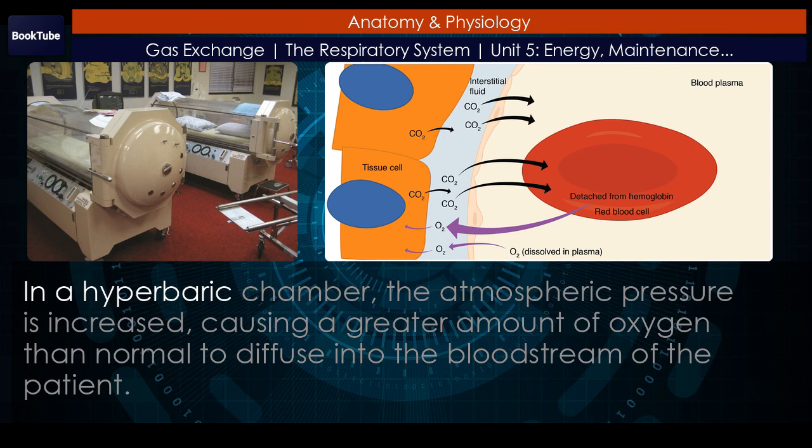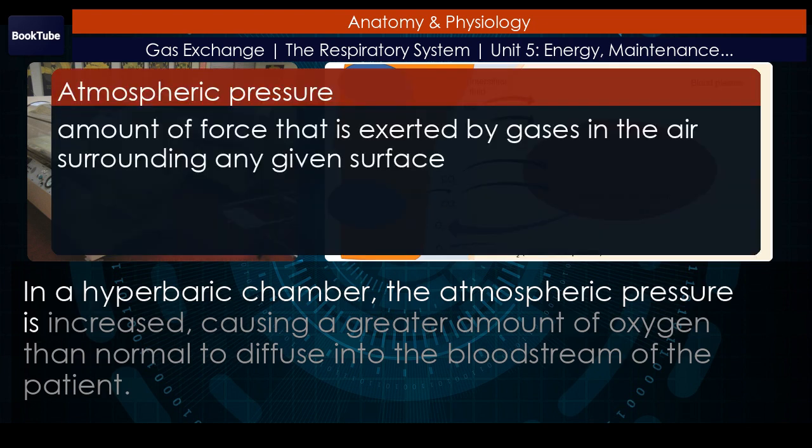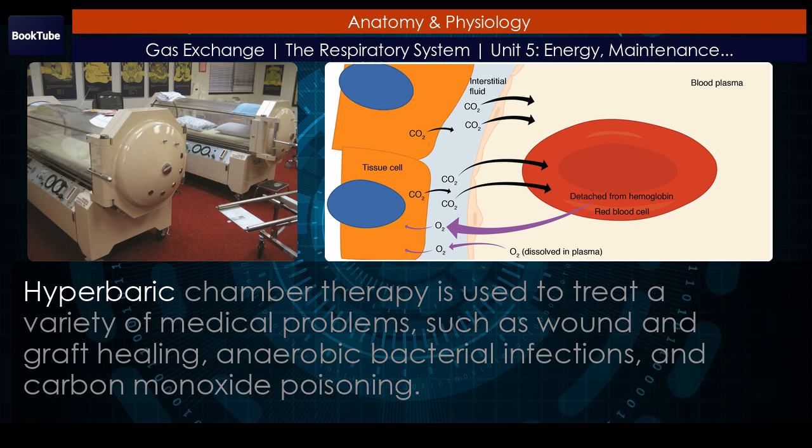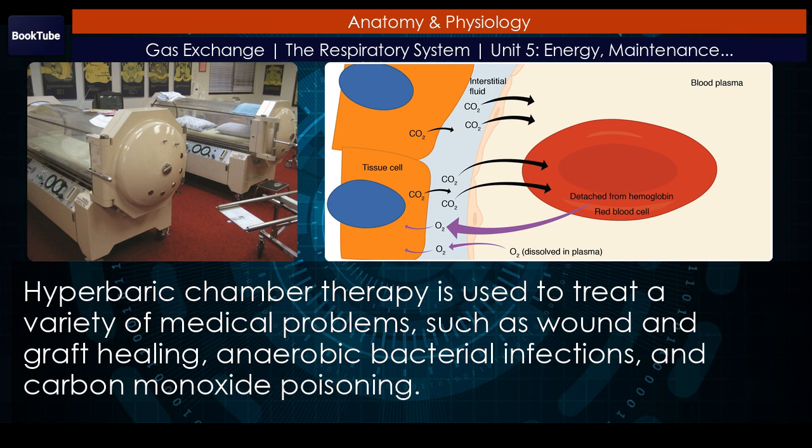In a hyperbaric chamber, the atmospheric pressure is increased, causing a greater amount of oxygen than normal to diffuse into the bloodstream of the patient. Hyperbaric chamber therapy is used to treat a variety of medical problems, such as wound and graft healing, anaerobic bacterial infections, and carbon monoxide poisoning.